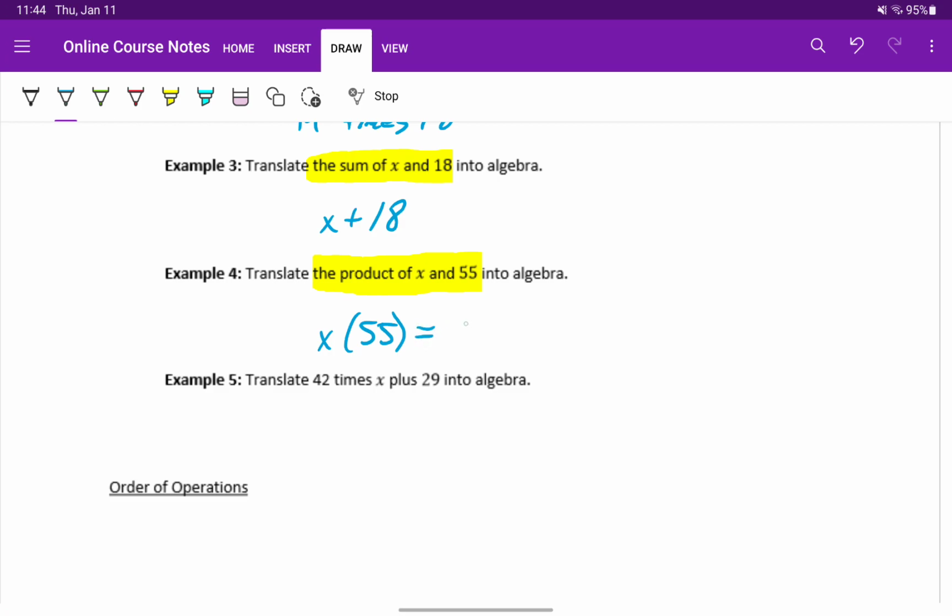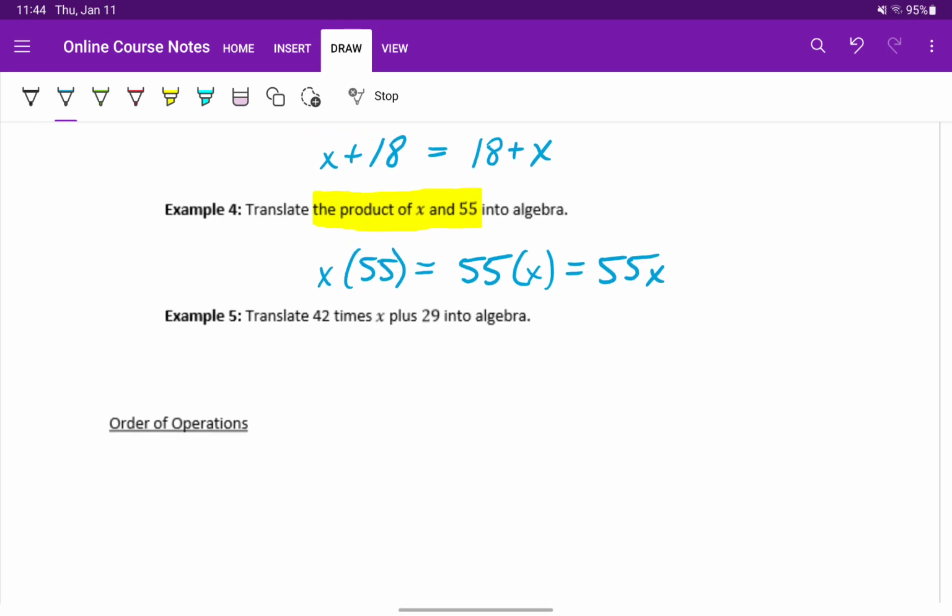We could also flip the order of that statement and write this as 55 with x in parentheses, or just 55x and drop those parentheses, which we normally do when we have a number in front of a variable like this. We can do this because multiplication is commutative. The same is true for addition. So in example 3, we also could have written this as 18 plus x, and those statements would have exactly the same meaning.